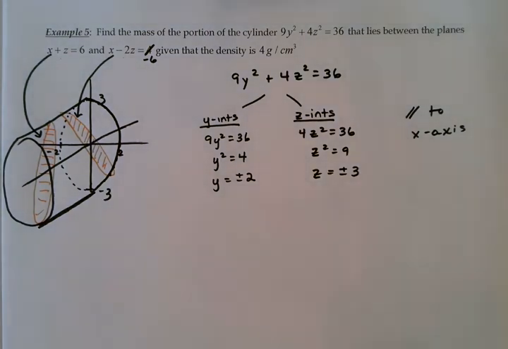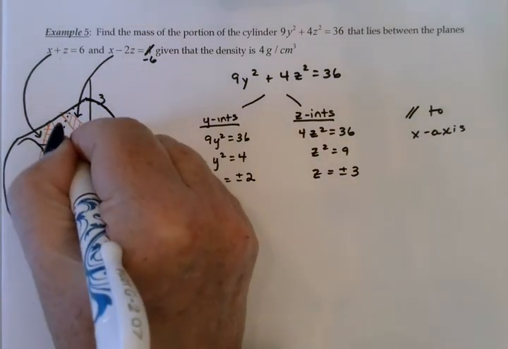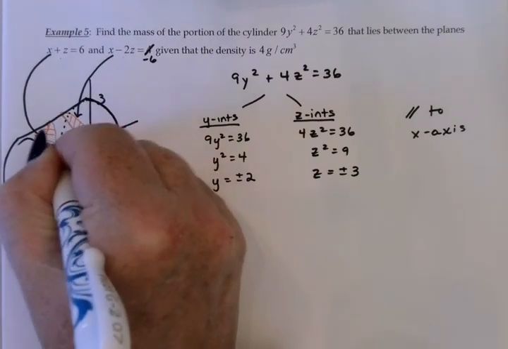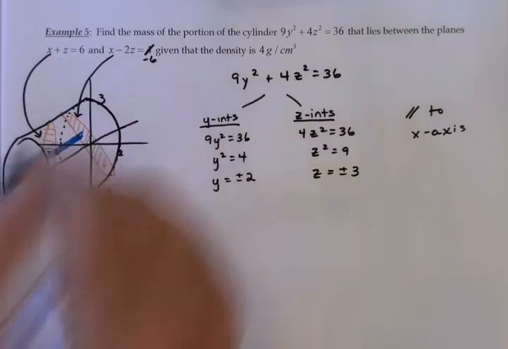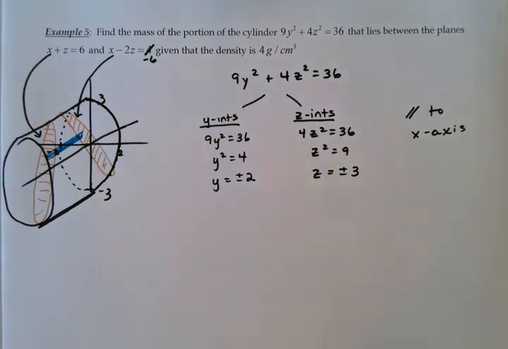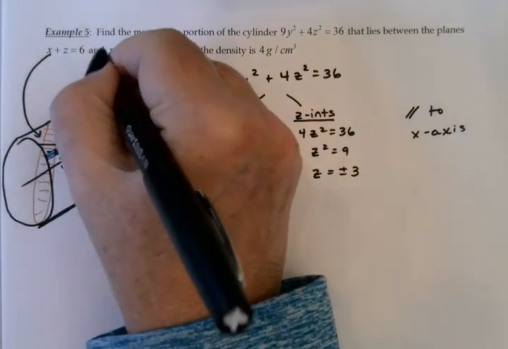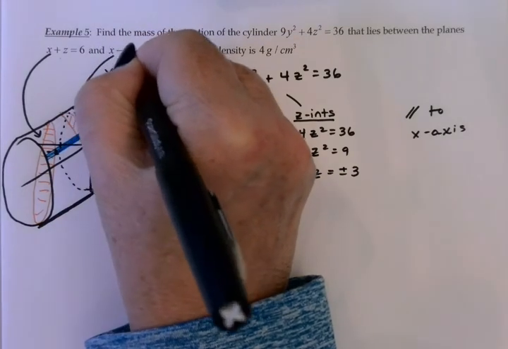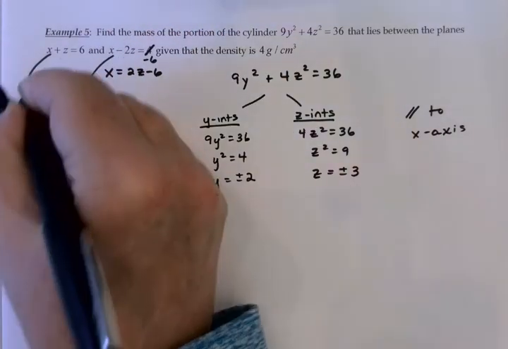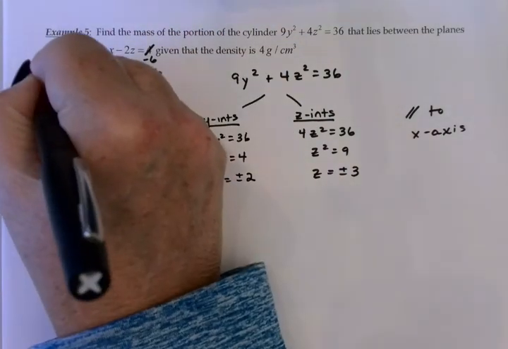If I'm going to think about those as back to front, I'm going to have them solved for x. So I want to think of this one as x equals 2z minus 6. And this one as x equals 6 minus z.